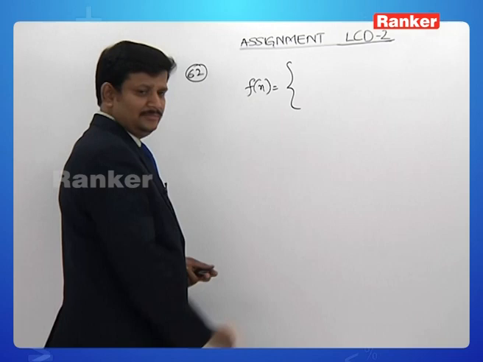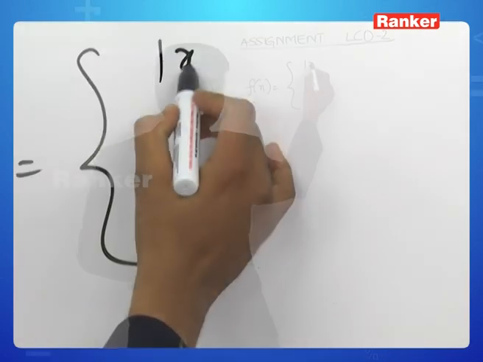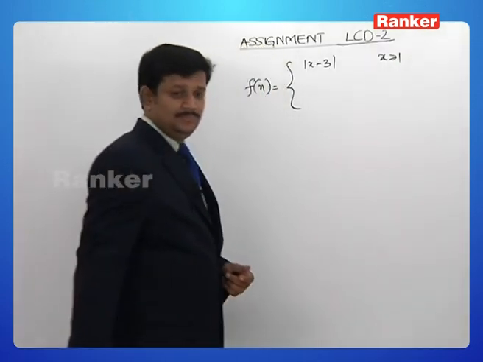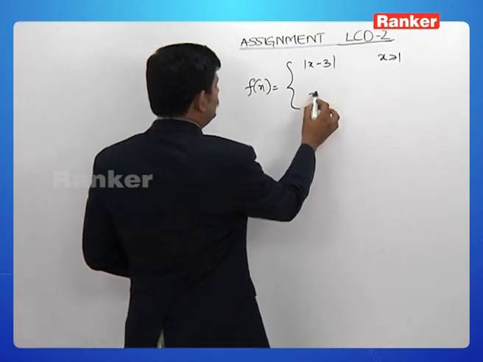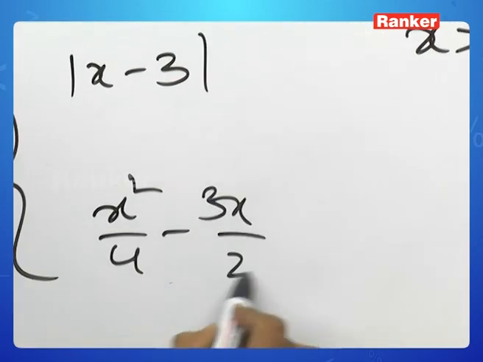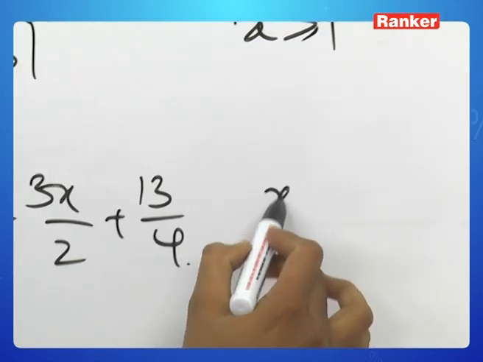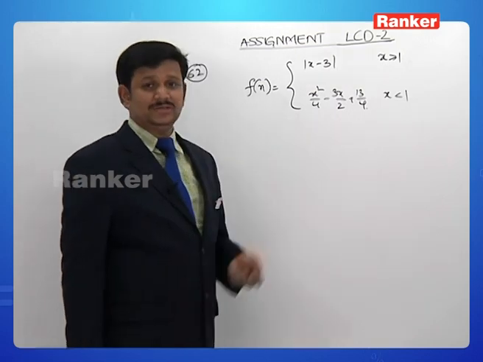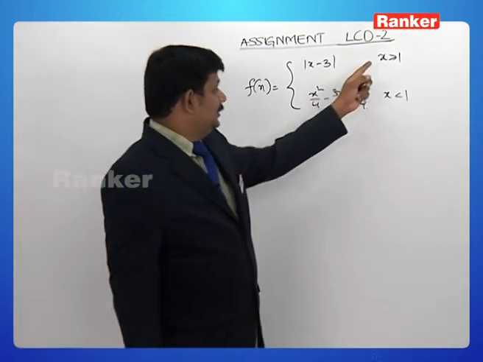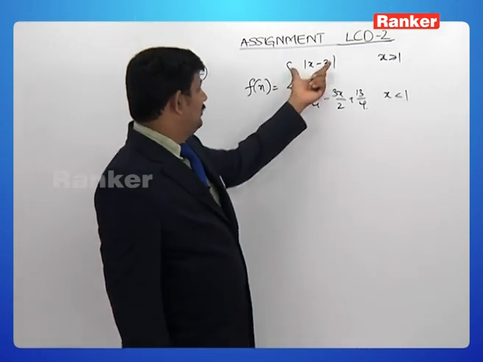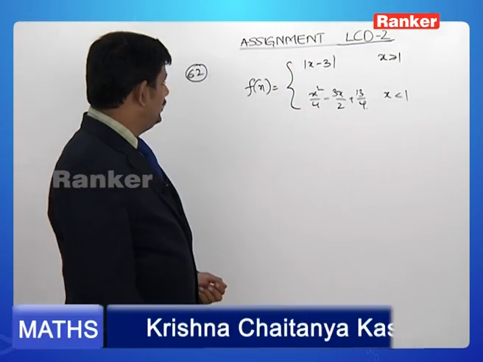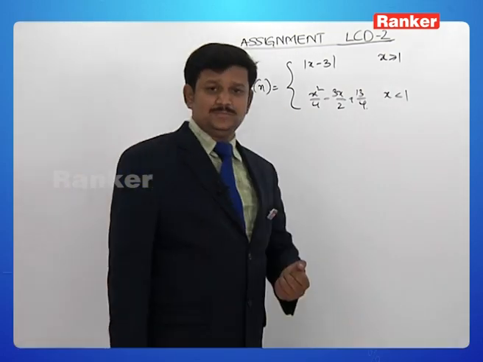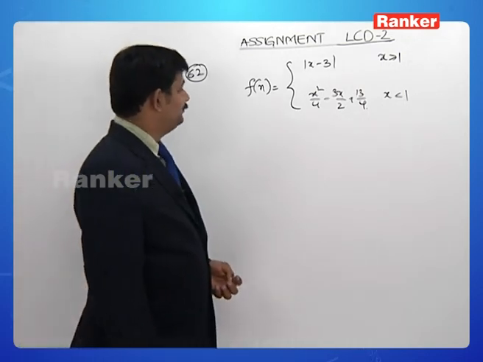f of x is mod x minus 3 whenever x is greater than 1 and also when x equal to 1, and x square by 4 minus 3x by 2 plus 13 by 4 whenever x is less than 1. So this is a piecewise defined function. At 1 we are breaking the definition, and at 3 we have mod x minus 3. So we need to check the continuity and differentiability at 1 and 3. At all other points, function is both continuous as well as differentiable.